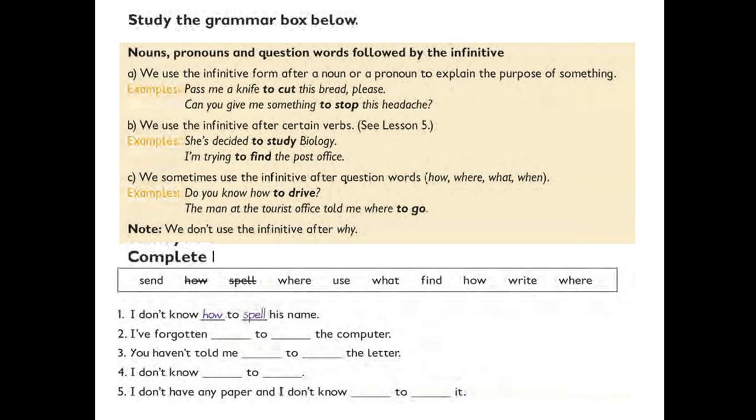Okay, this exercise, complete, is in your course book, page number 57, at the end of the page. Complete. Use the words in the box: send, how, spell, where, use, what, find, how, write, where. Number 1, I don't know how to spell his name. Number 2, I have forgotten the computer. Number 3, you haven't told me the letter. Number 4, I don't know. Number 5, I don't have any paper and I don't know. Gap, okay? Let's do it together.